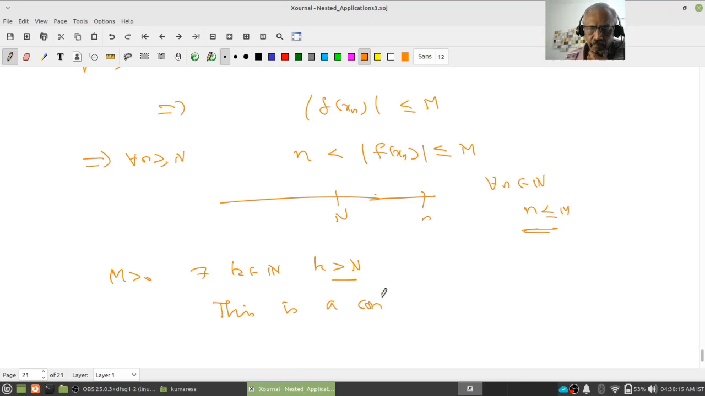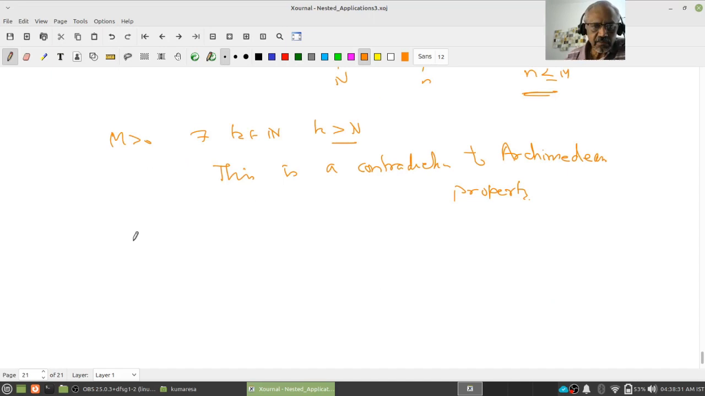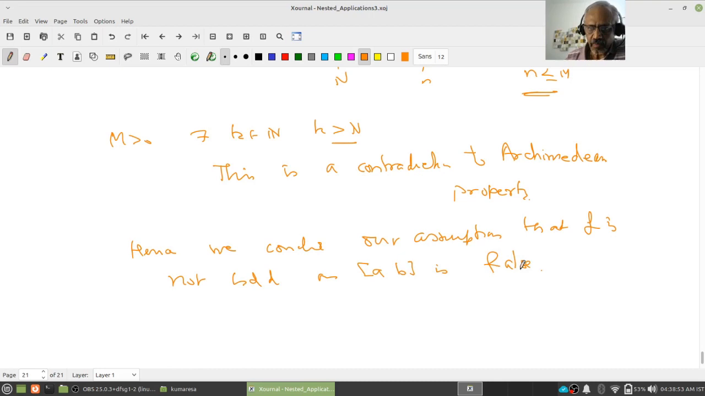Archimedean property. Therefore, why did the contradiction arise? Hence, we conclude our assumption that F is not bounded on AB is false. That means we have proved the result.